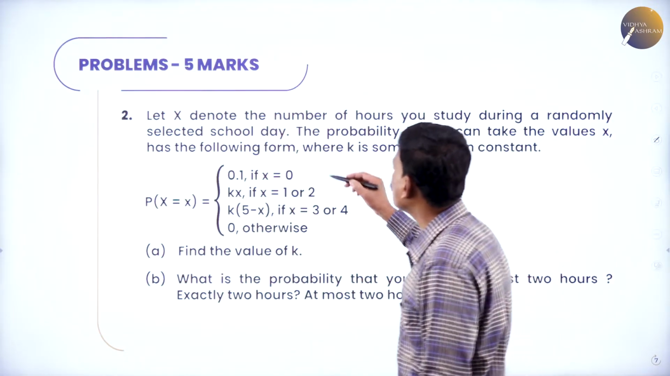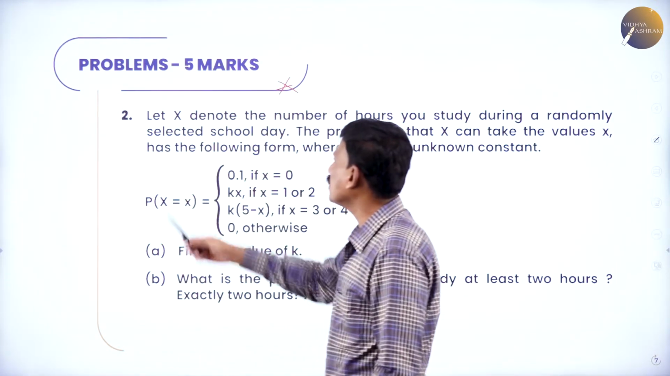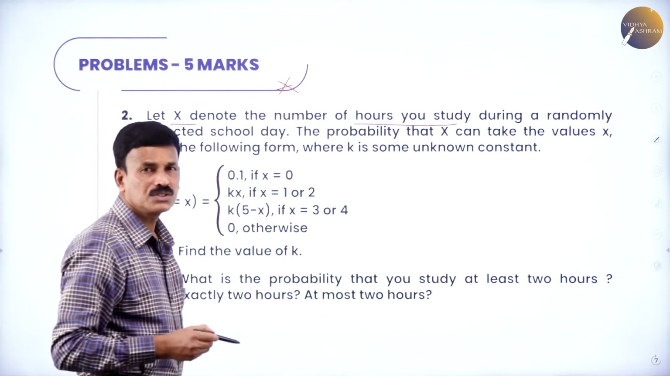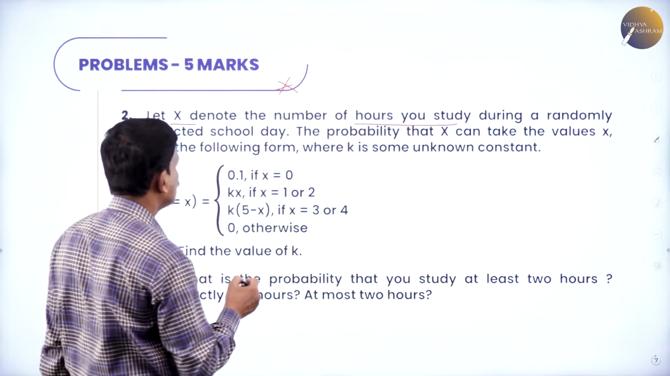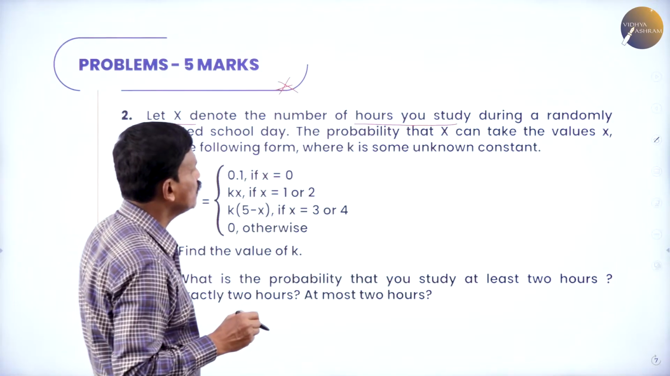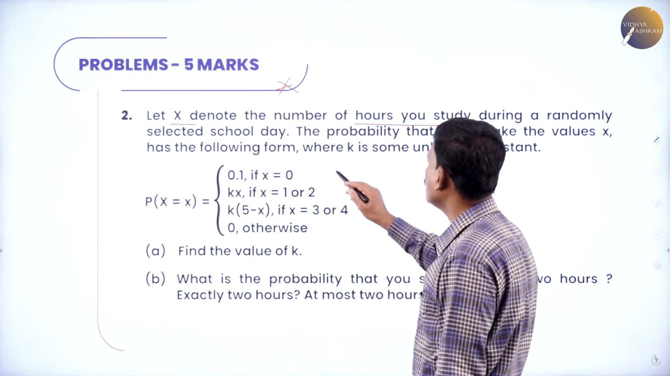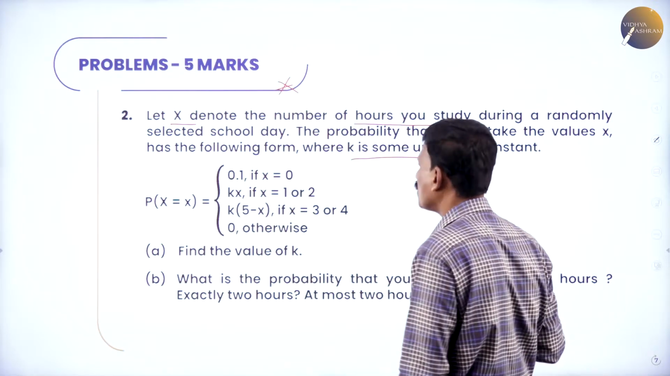This is a very important problem, so you may expect this type of question. What is the problem given? Let x denote the number of hours you study during a randomly selected school day. The probability that x can take the values is of the following form, where k is some unknown constant.